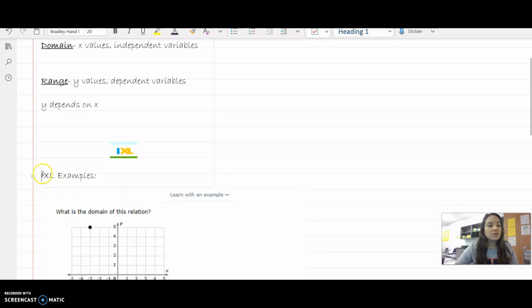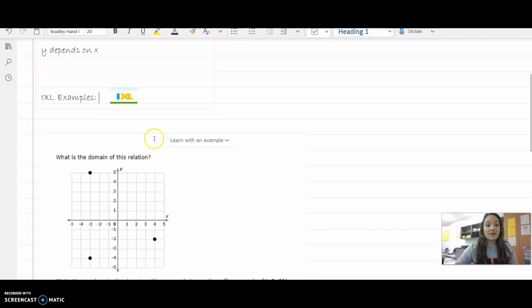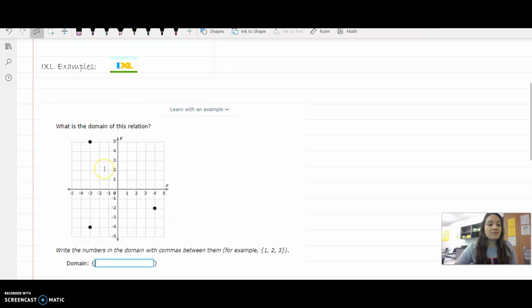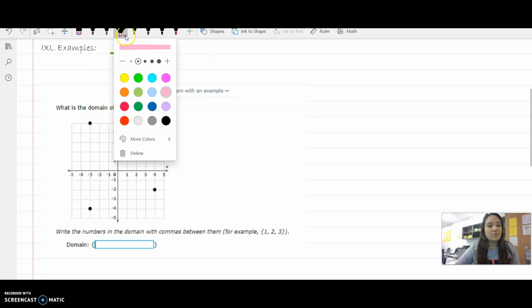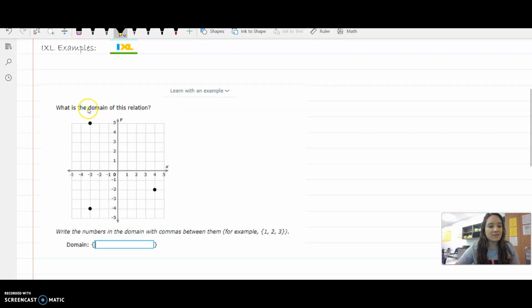All right, so I just wanted to do a couple of IXL examples with you guys because I had a few questions yesterday before I left work. Now let's start with one of these. It gives us a graph and it says, what is the domain? I believe yesterday we did the X values in yellow, so I'm going to do that same kind of pattern here. Domain are my X values, so I want to look for my X values.